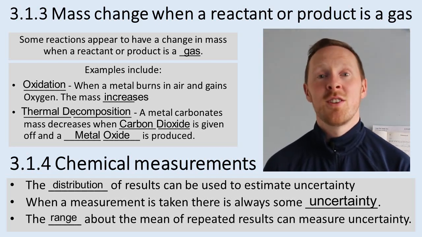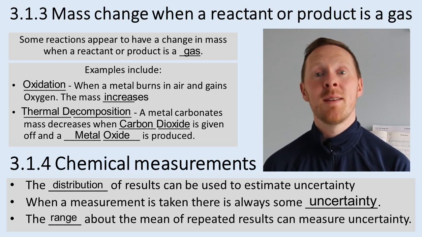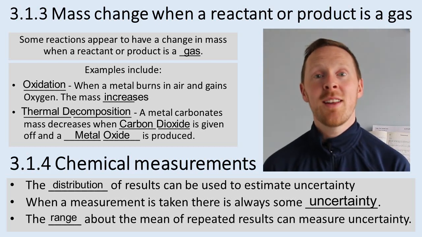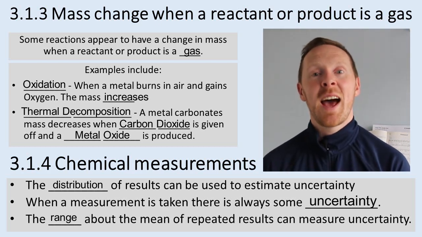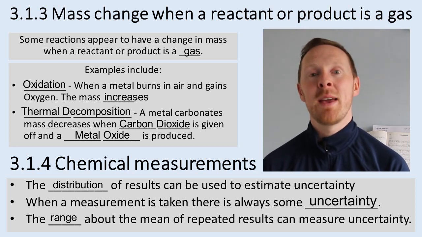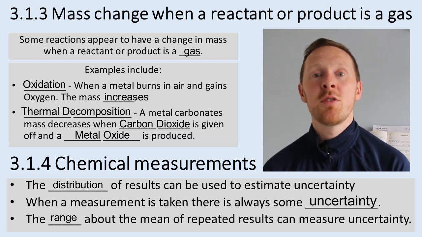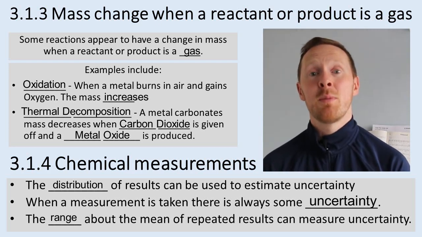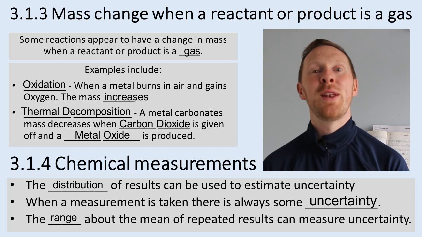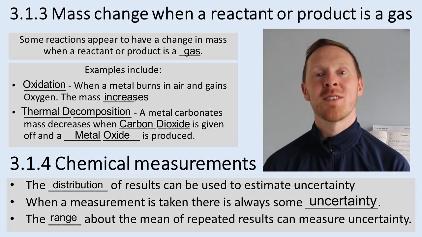The other measure of uncertainty is the range around a mean point. That gives you an indication of the uncertainty. So we calculate the average or the mean, and then we consider the highest and lowest values compared to that mean. If there's a lot of results that are close to the mean, then you know you've got a low level of uncertainty. But if a lot of your results are spread far apart from the mean, then the uncertainty is quite high. Producing results with low uncertainty should be your aim as a scientist.